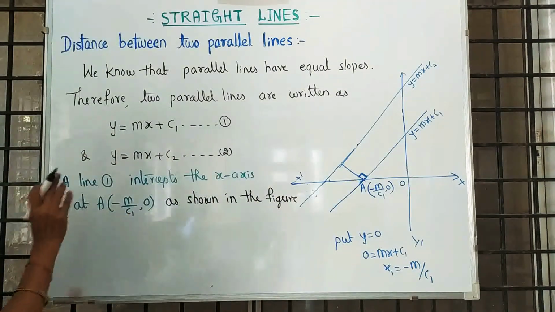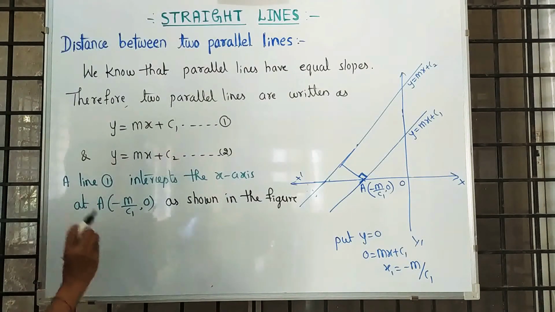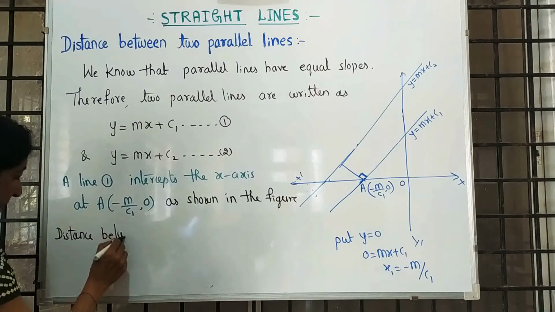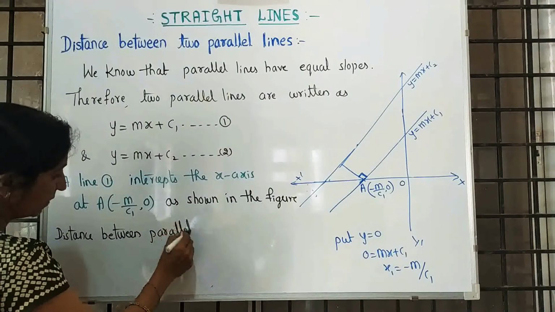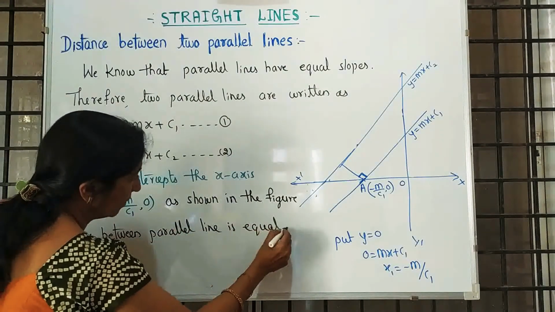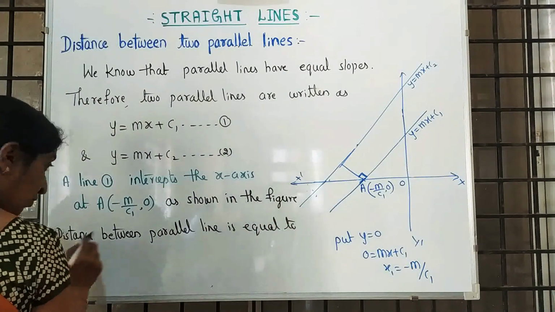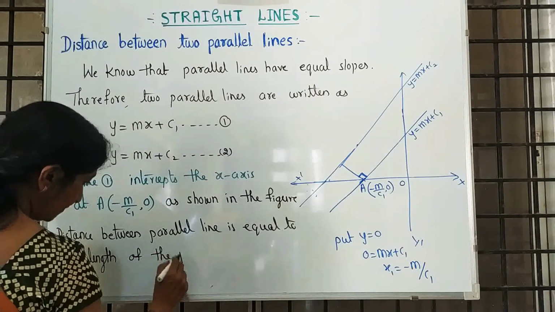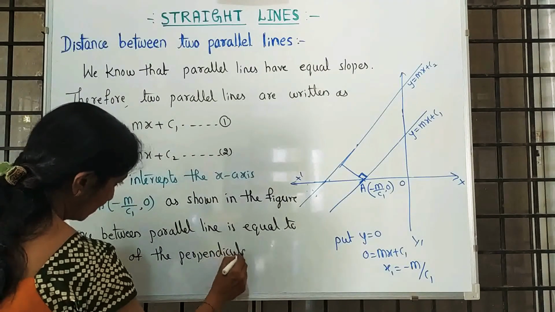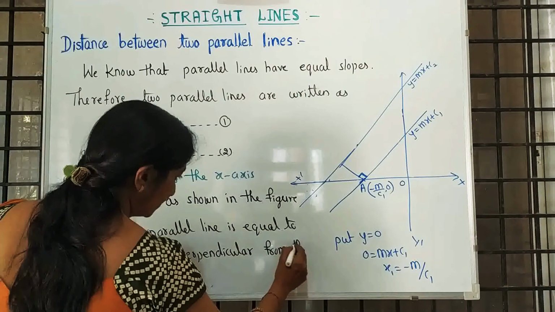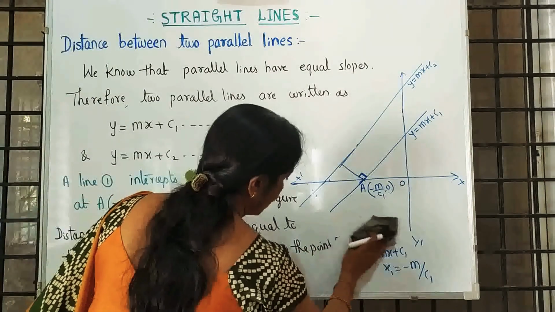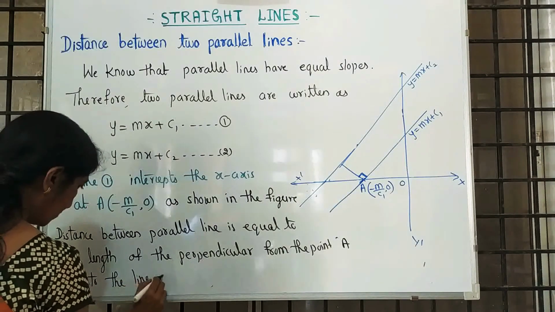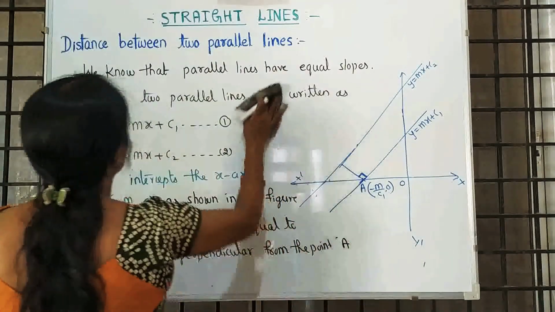Now you know that we have to find the distance between the parallel lines. Distance between the parallel lines is equal to the perpendicular distance, is equal to the length of the perpendicular from the point A, these calculations I explained to you, to line 2. Therefore, that means apply the perpendicular distance formula.